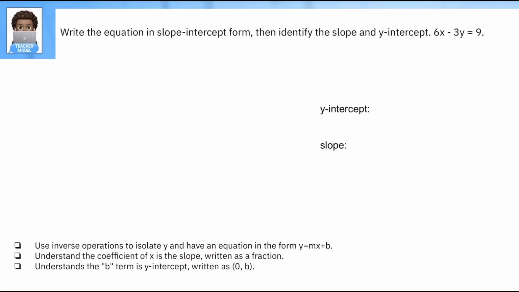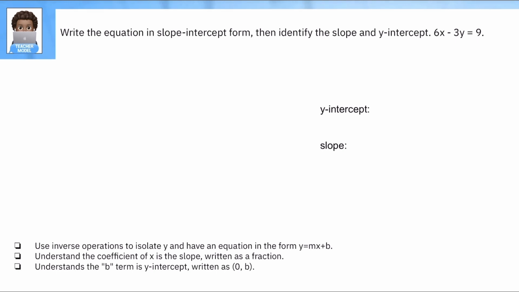Okay, here's your turn to try this out. You have the equation 6x minus 3y is equal to 9. Try this out on your own. Turn this into a y equals mx plus b formula, and then identify the slope as well as your intercepts.